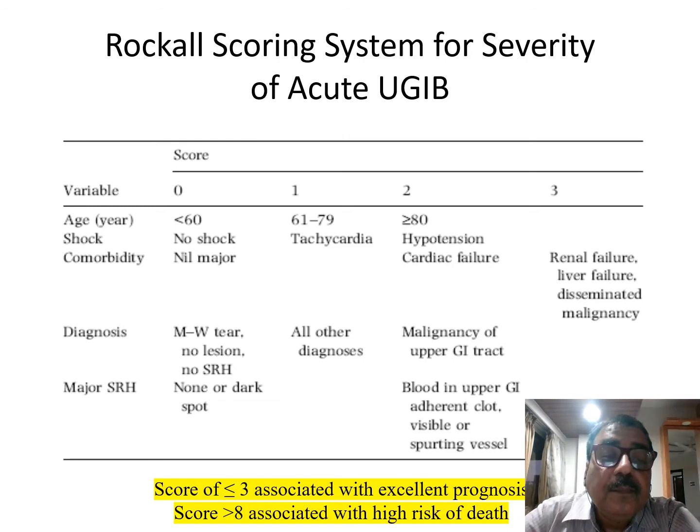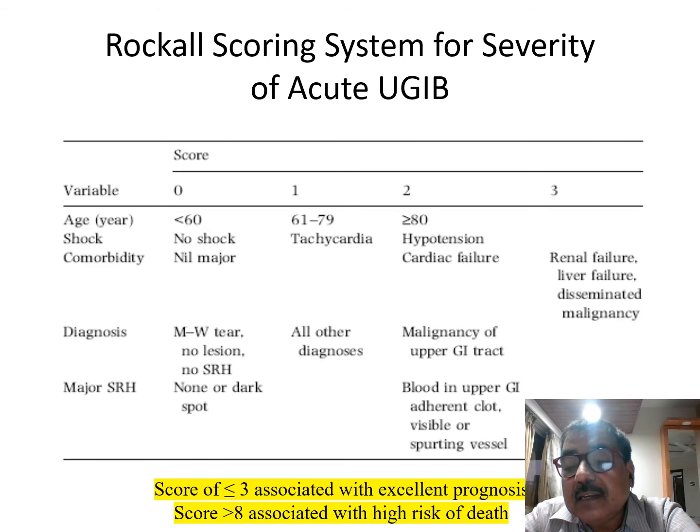So what do we have to do? There are these 5 criteria. That is the age: less than 60, 61 to 79, and more than 80; the presence of shock; the diagnosis, and whether there is major or minor stigmata. If the score is more than 8, there is very high mortality, and that is why at the initial stage you can assess it. Age is available with the patient. Tachycardia or hypotension can be assessed with the clinical examination. Other diagnosis, particularly post UGI endoscopy, you can find out what is the cause.